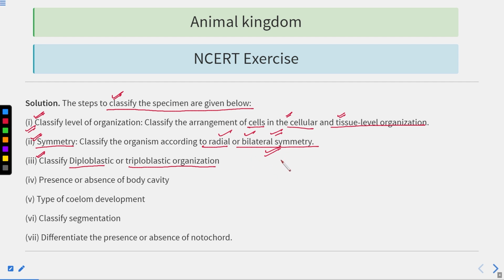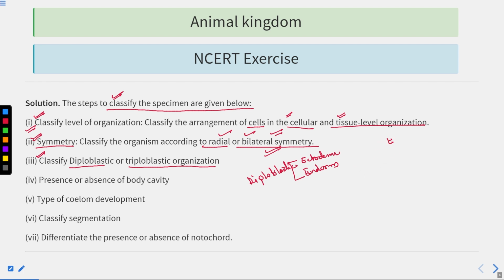You will see whether the organism's embryo is diploblastic, that is, the arrangement of the layers of cells at the time of embryo formation, ectoderm and endoderm. So this is diploblastic, two layers, which is why it got named diploblastic. Then if it is not diploblastic, are they going for triploblastic?